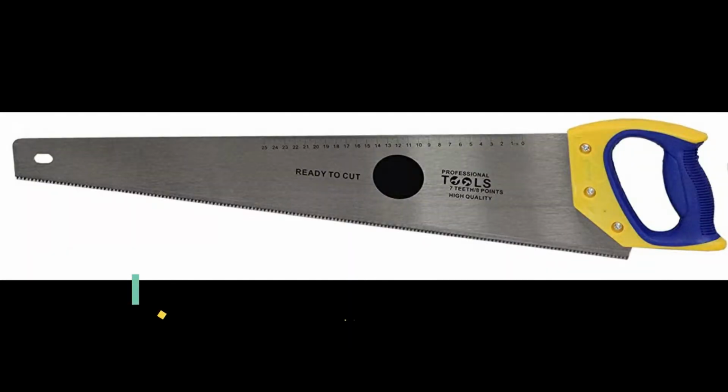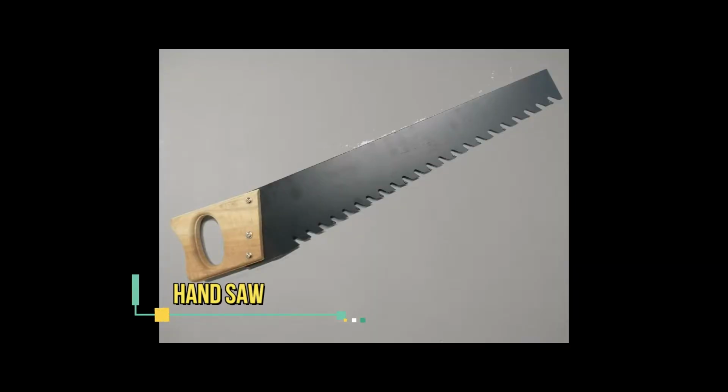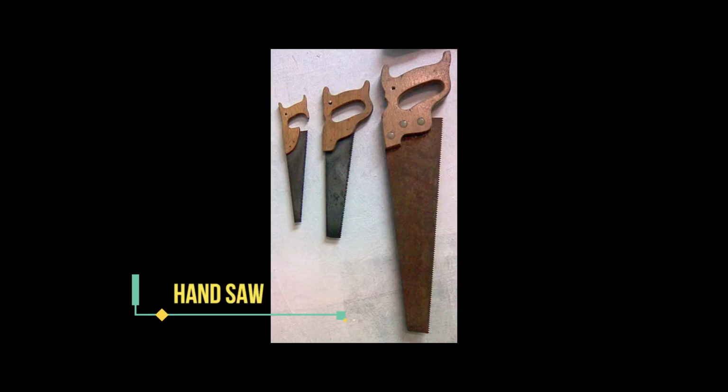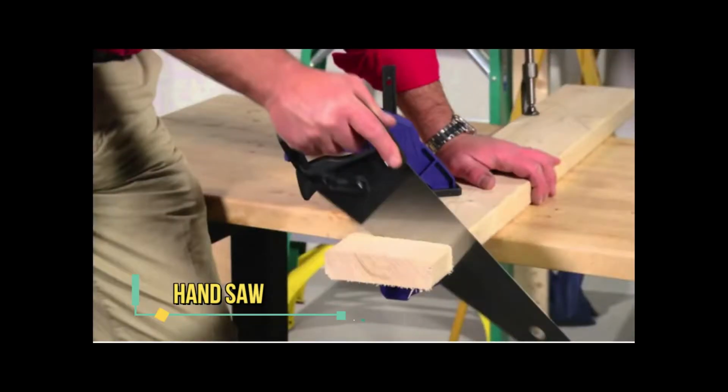The next one is the hand saw. Hand saw is designed for cutting across the grains of wood. The teeth are knife shaped and bent alternately to the right and left to make the saw cut wider than the blade. The saw cut is called the kerf.